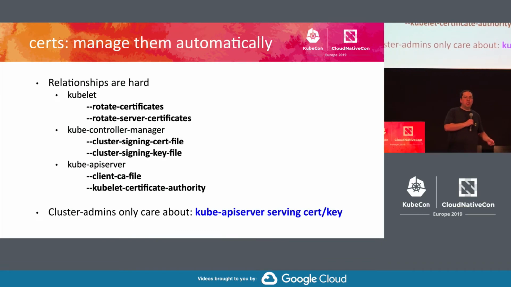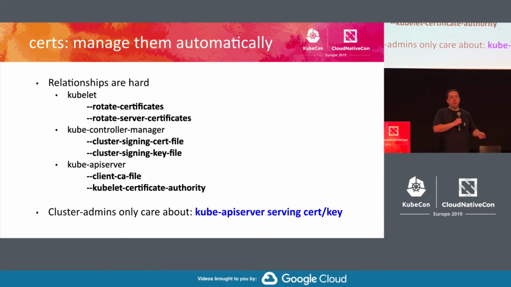One of the really common ones that you want to turn on, it's a best practice, is rotating the certificates for kubelets. For the client certificate that they use to connect to the Kube-api server, and for the serving certificate that the Kube-api server uses to trust the kubelet. And you'll do this for all sorts of reasons, but you have to get it right.